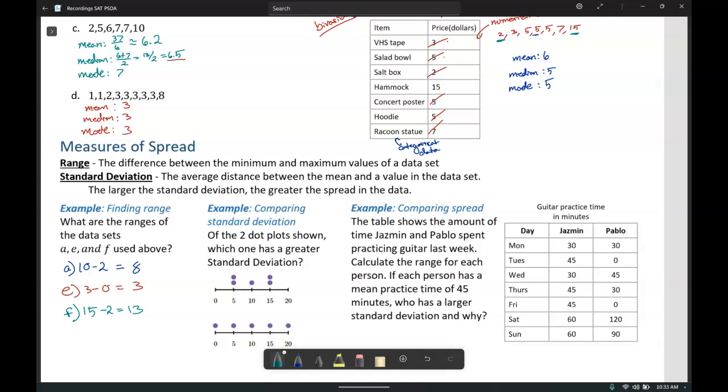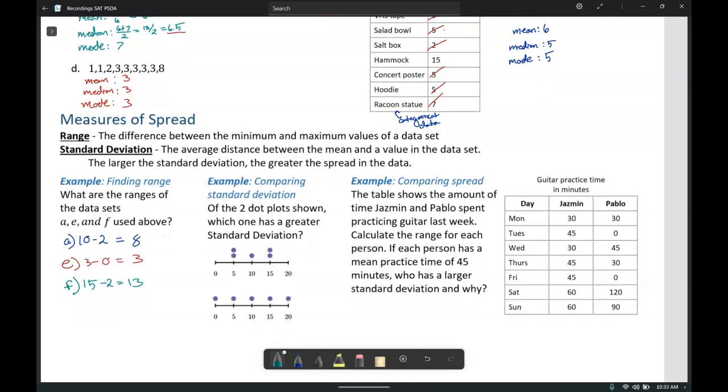Now when we're comparing standard deviation, again, we just want to look at how spread out the data is. So here we have two dot plots with some different data sets shown. The first data set has two values at 5, one value at 10, 2 at 15. And this data set has 1 at 0, 1 at 5, 1 at 10, 1 at 15, and 1 at 20. Well, in order to determine which one has a greater standard deviation, we want to see which one is more spread out in the data. And if we look at the second chart here, the data is more spread out. Therefore, it has a greater standard deviation.